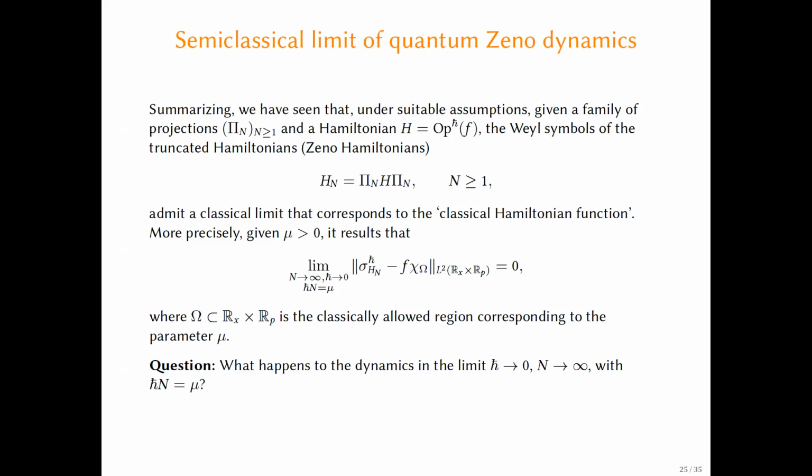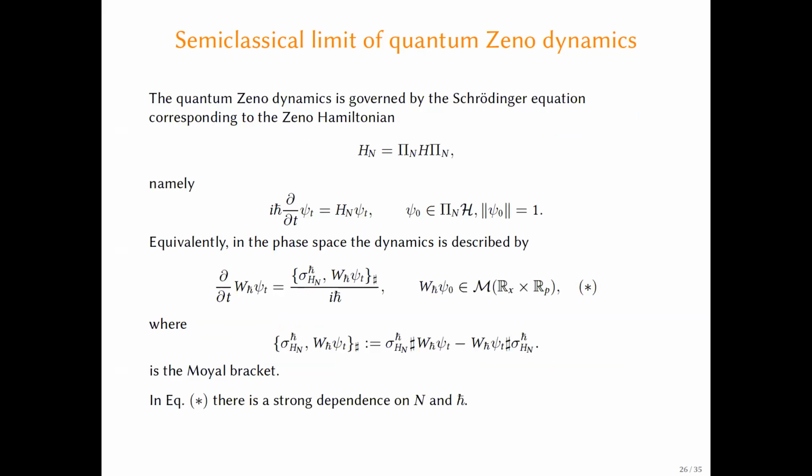Always in this limit, h bar to 0 and N to infinity with the product fixed. Well, okay, so this is the Schrödinger equation with this Hamiltonian. This is the initial state that we assume is in the range of the projection. We normalize. Then we can describe this Schrödinger equation in phase space in terms of the Wigner function. So this is the equation written in terms of the Wigner function.